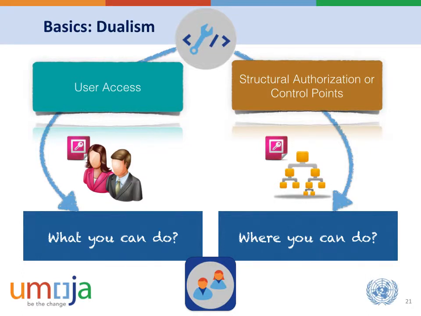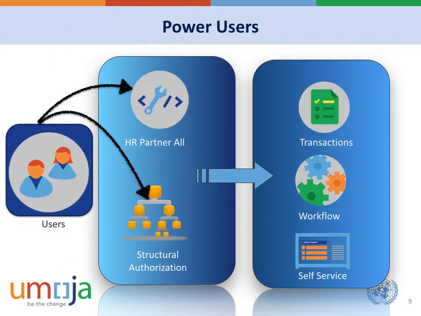The Umoja user management has a dualism. It has a user access and also a structural authorization, or control points. The user access determines what you can do, and the structural authorization or the control points determine where you can do it. The combination of the assignment to the user provides the capability of the user performing those functions in those areas where they have been assigned.